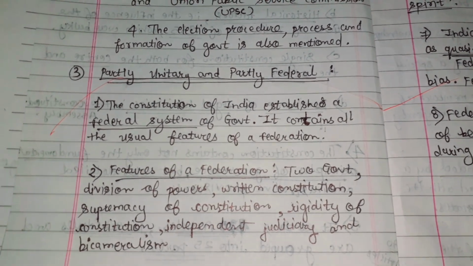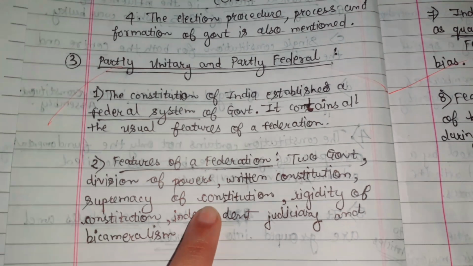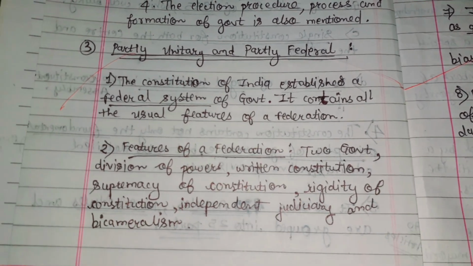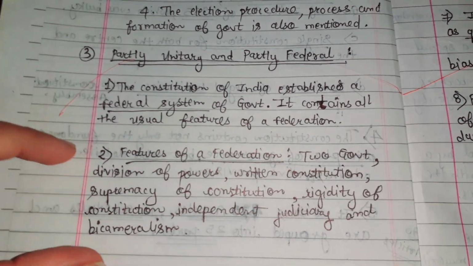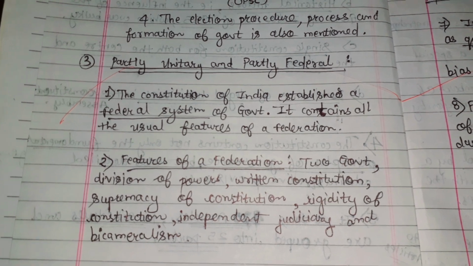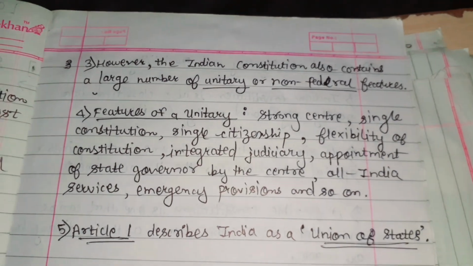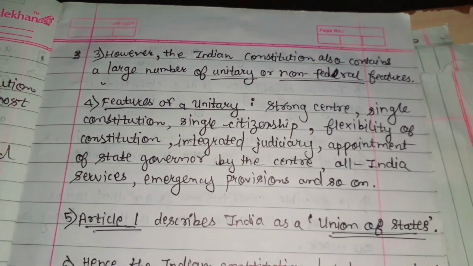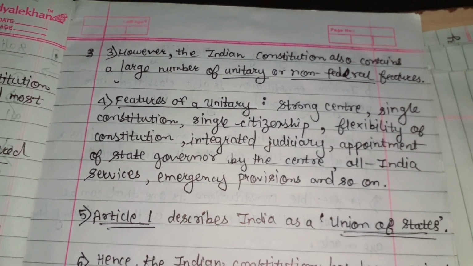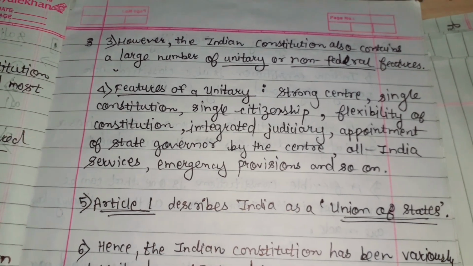Among that, the features of the federation are two governments, division of powers, written constitution, supremacy of the constitution, rigidity of the constitution, independent judiciary, and bicameralism. These are the features of the federal government, and they are present in our Indian Constitution. However, the Indian Constitution also contains a large number of unitary or non-federal features. Means with these features of the federation, it also contains the features of the unitary. That's why it is called partly unitary and partly federal.